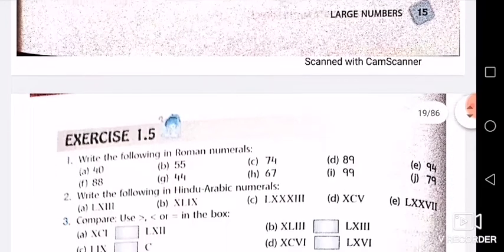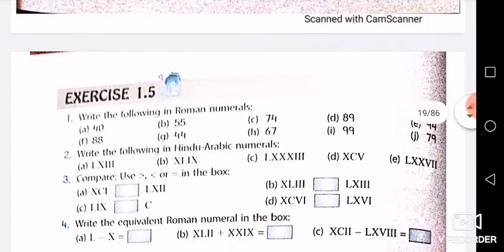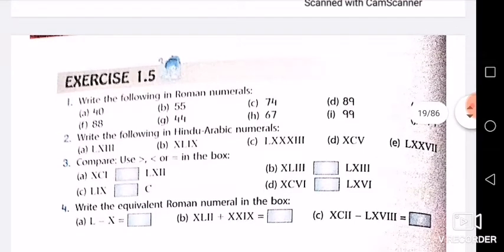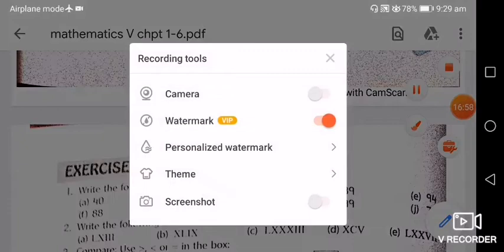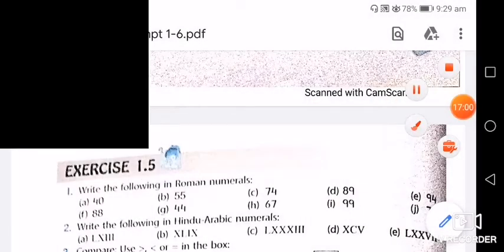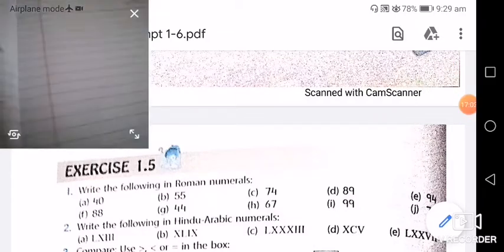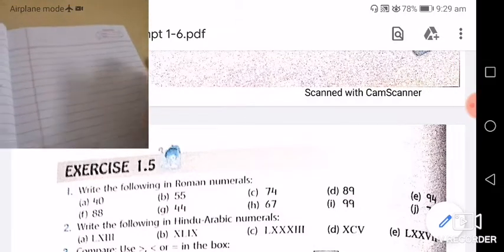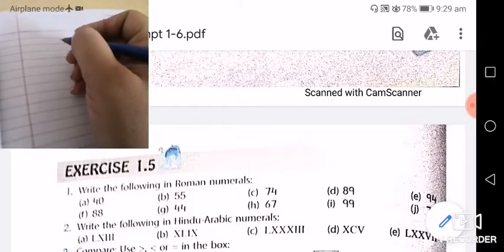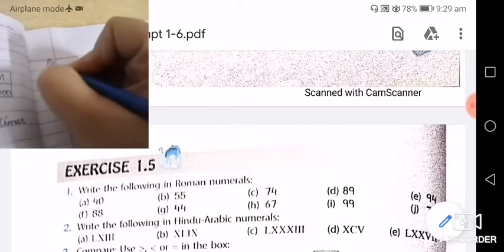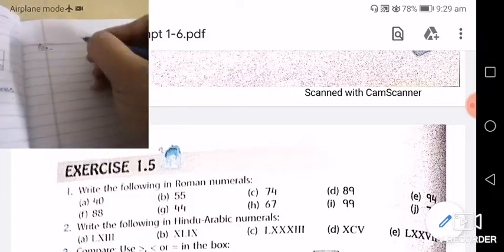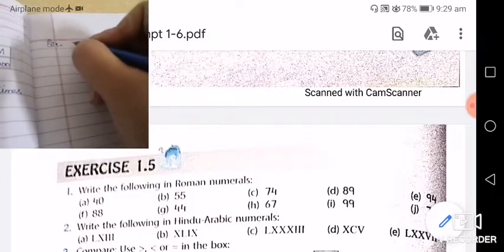Now come to exercise 1.5. We'll do this exercise 1.5 right now. Okay. Now the first question is: write the following in Roman numerals.